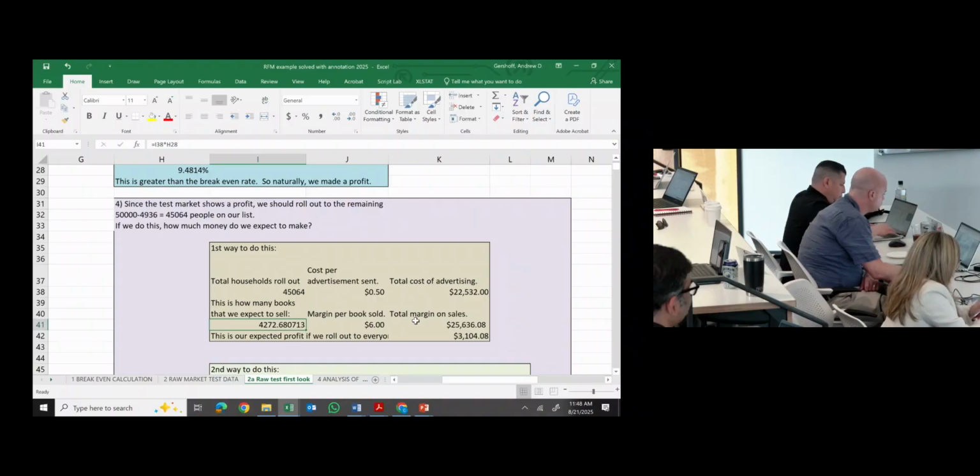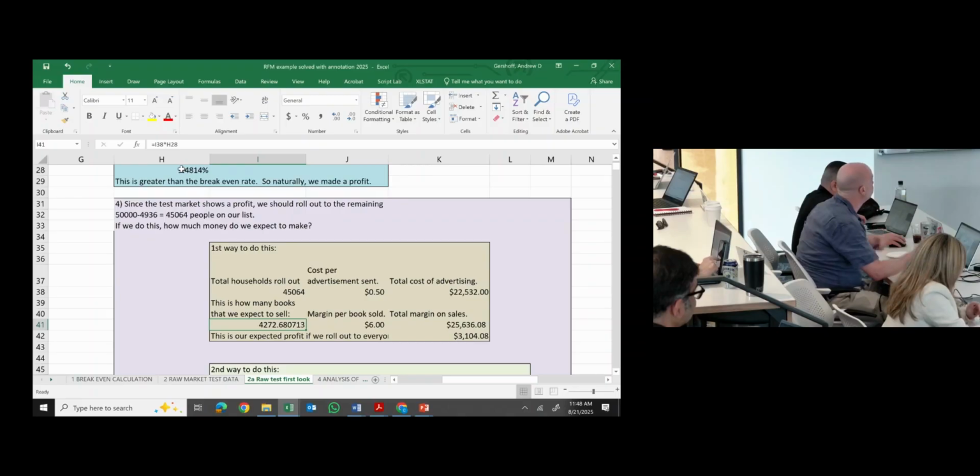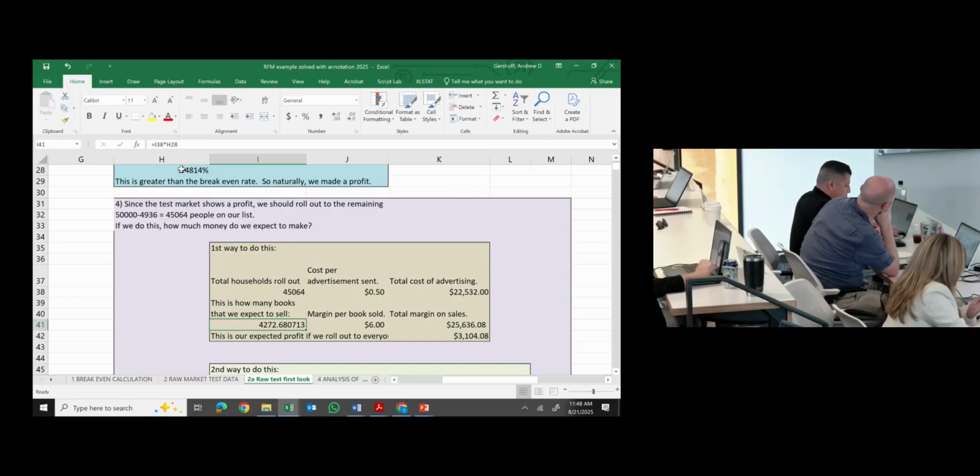How many books do I expect to sell? I took the 45,064. Since I got a 9.48% rate of purchase in my test market, I'm going to expect a 9.48% rate of purchase in the remaining data. And so I can estimate that I'll sell 4,272 books and change. You can say, well, you can't really sell 0.68 of a book, but it's just an estimate. And so I won't bother doing rounding at the moment. If you want me to round it down to 4,272, we can do that too.